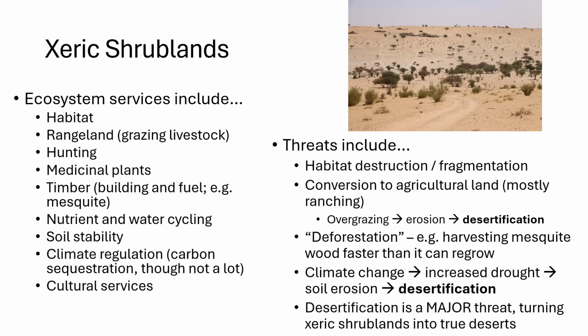Many of these are repeating, and they're going to continue repeating throughout this. Some of the threats: habitat destruction and fragmentation. Again, that's true for pretty much every biome. Conversion to agricultural land. Mostly that's going to be ranching, especially in the western United States. A lot of our public land on the Bureau of Land Management is being used for rangeland. And there is the potential for overgrazing.